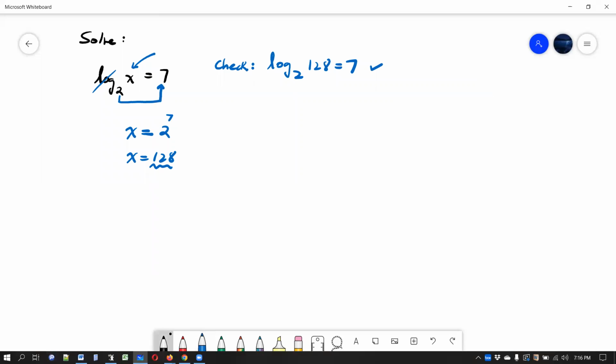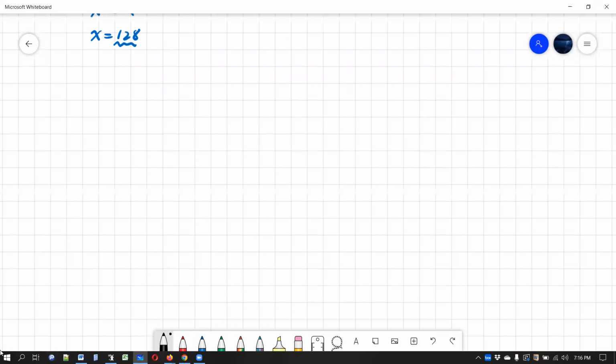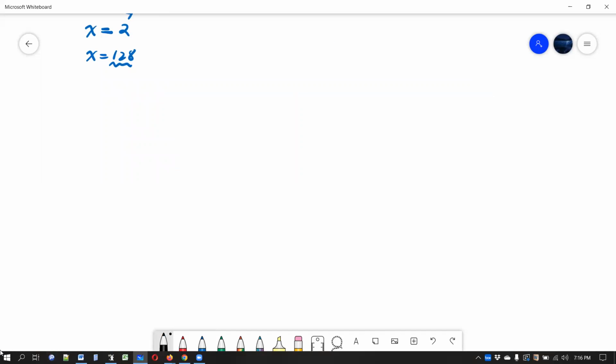Problem number 2, 28.17. So solve again, 28.17. Log base 7 of 10x minus 1 equals 2. All right, so I looked at this. This is a log equation because the variable is inside the log. The log is already isolated on the left.